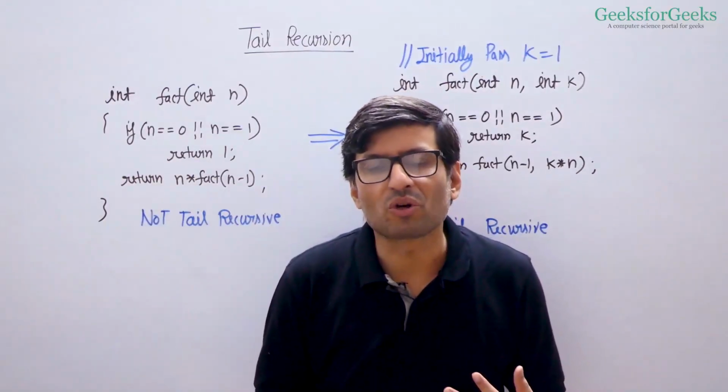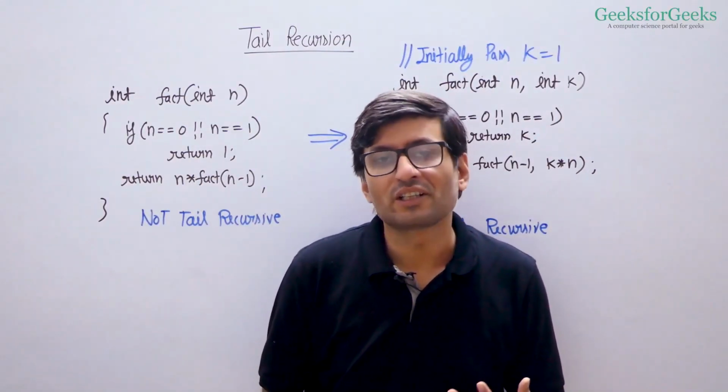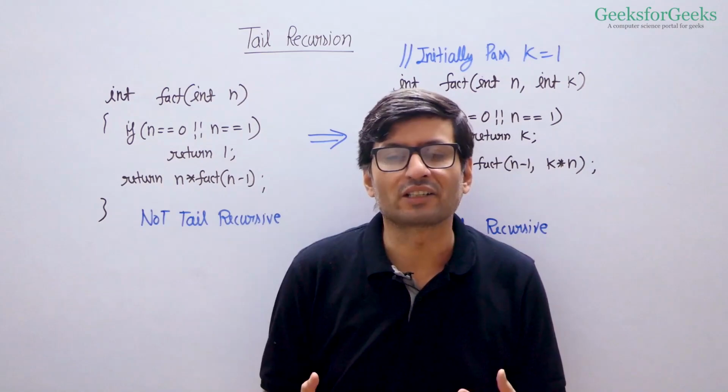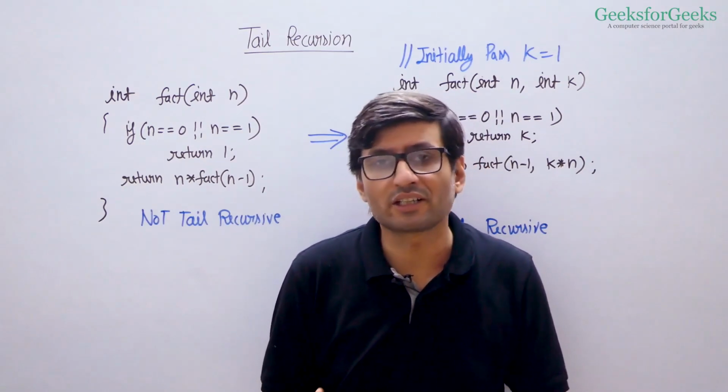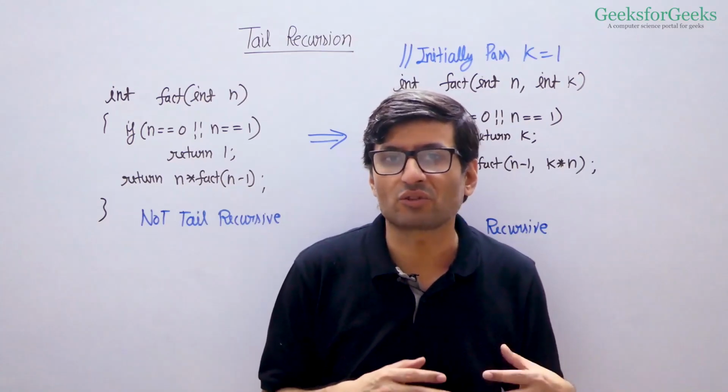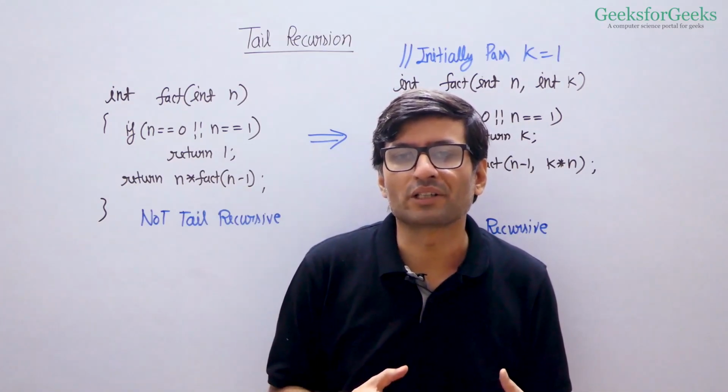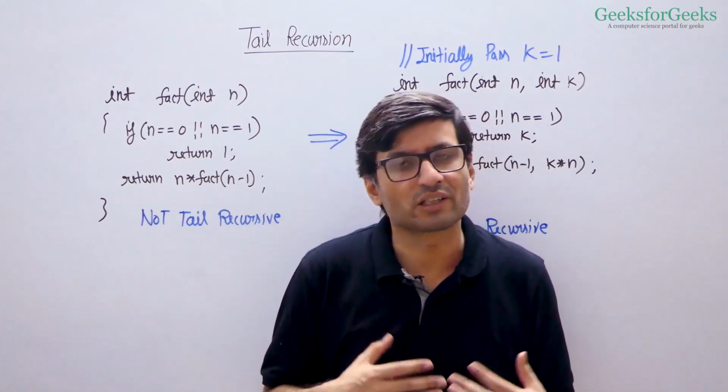In this video, we have talked about tail recursion. It's good to have tail recursive functions because they are optimized by modern compilers and they take less time and less auxiliary space compared to their equivalent non-tail recursive functions.